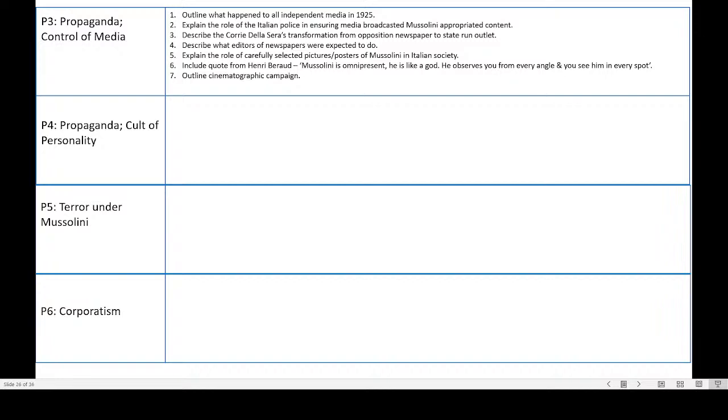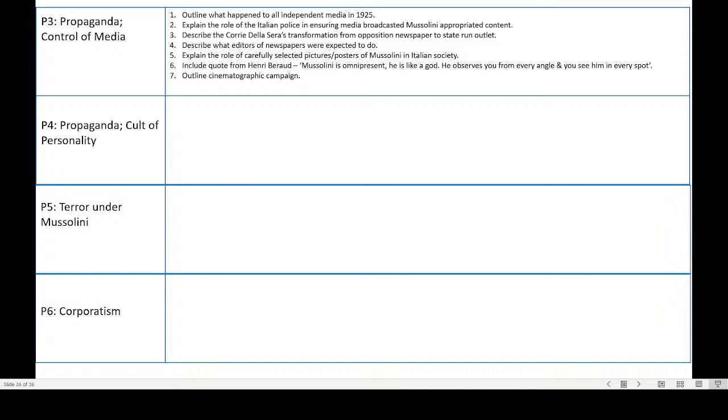Secondly, explain the role of the Italian police in ensuring media broadcast Mussolini-approved or propaganda content. Describe the Corriere della Sera's transformation from an opposition newspaper to a state-run outlet. Describe what editors of newspapers were expected to do from now on. Explain the role of carefully selected pictures or posters of Mussolini in Italian society. Include a quote from Henri Béret.